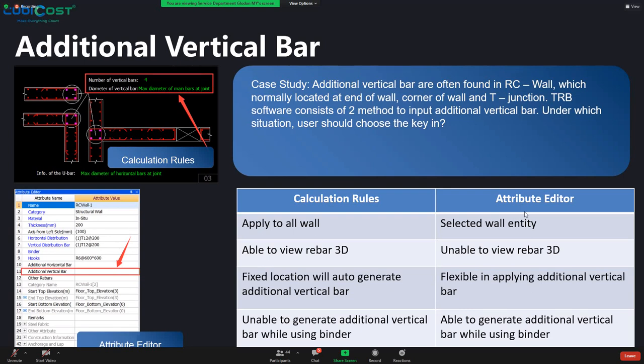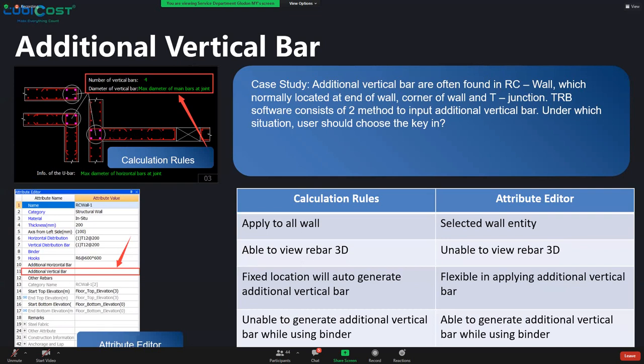In attribute editor, it's different. Only the selected wall entity will take effect if you key in the additional vertical bar information there. Other than that, if you key in here, you're able to view the Rebar 3D. But if you key in attribute editor, I'm afraid you're unable to view the Rebar 3D.